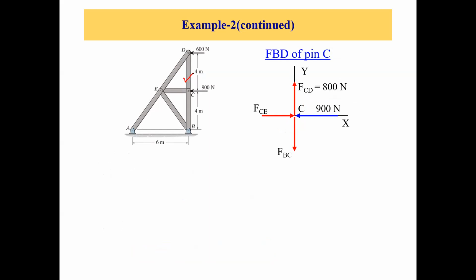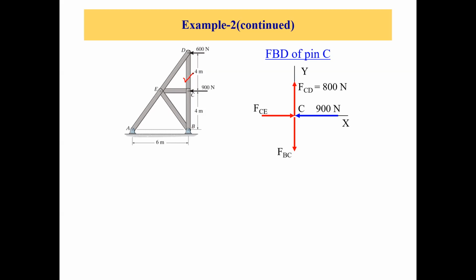And how many forces do we have at joint C? We have an external force of 900 newtons acting in the negative x direction as shown in the blue arrow, and then we have 3 member forces, FBC, FCE, and FCD, out of which FCD is already known from the last step, and FBC and FCE are the 2 unknown forces, right? So that's how we're going to analyze this joint C.